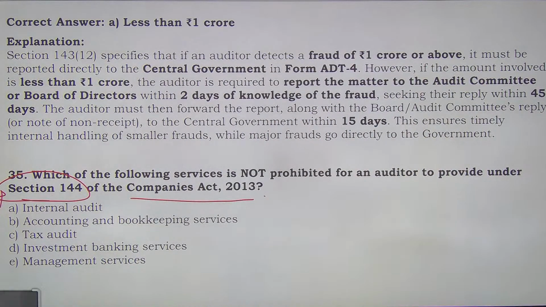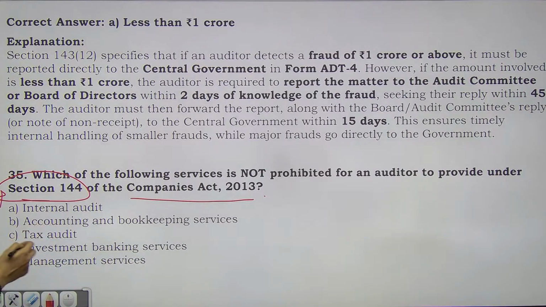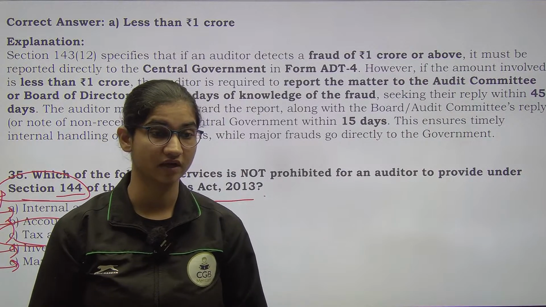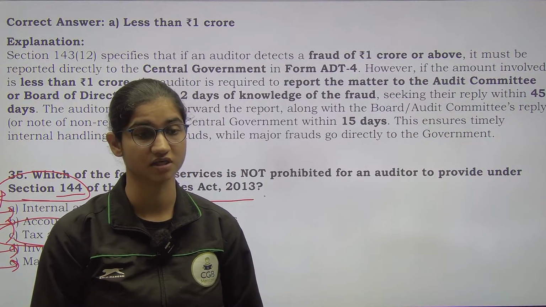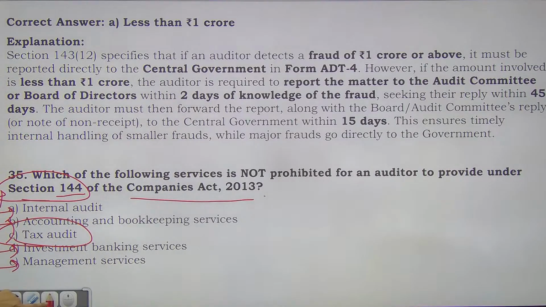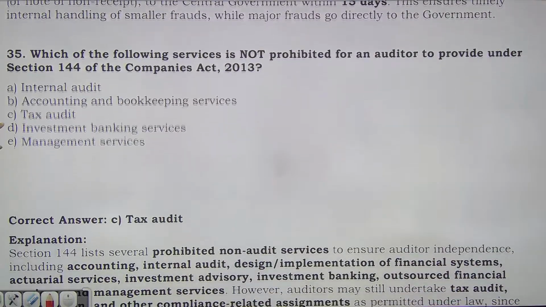Okay, so the answer here is tax audit. So the auditor can still provide the tax audit service according to section 144, but internal audit, accounting and bookkeeping, investment banking and management services cannot be provided by the auditor. Because it cannot happen that you make the books and then you yourself check them. That's why section number 144 has prohibited certain kinds of services that will not be provided by the auditor to the company.